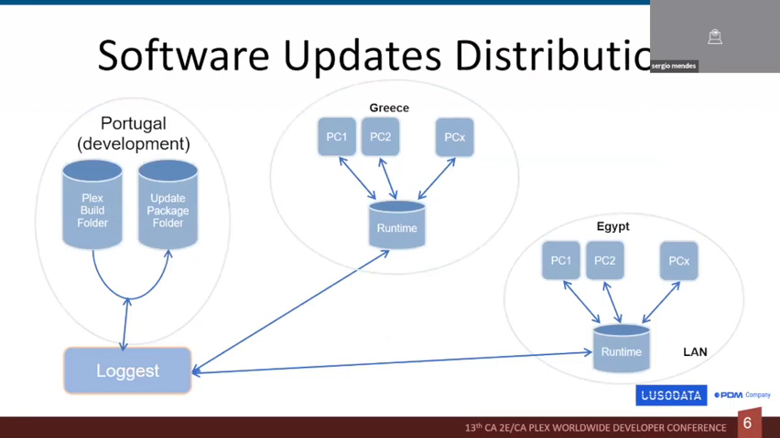So again, this is the whole picture of the DevOps we used to do. On the left side, you have the Plex build folder, which Plex developers know. It is the place where the objects are compiled and built, and you have another folder that will have the objects to be deployed later on. Let's focus only on the left side, because I only have 20 minutes.